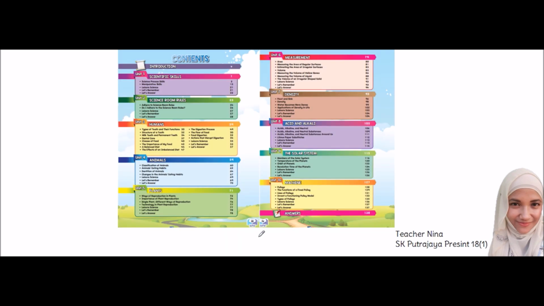So now let's open to page 3 and 4 here. We are going to do a little bit of a recap on the topics that you will learn for the whole of this year. As you can see, there are 10 topics from these 10 units. So we have covered the topics of scientific skills, science room rules, and also humans. So today we will continue with the animals topic.